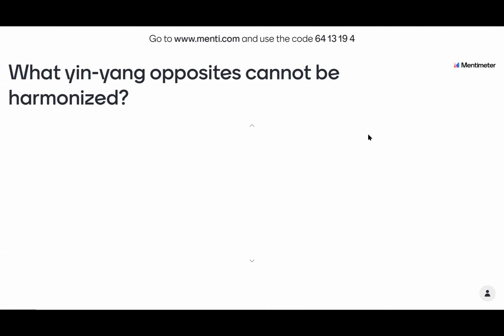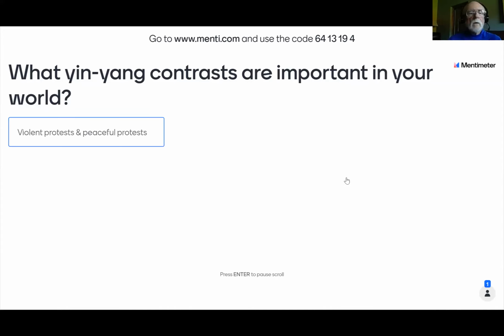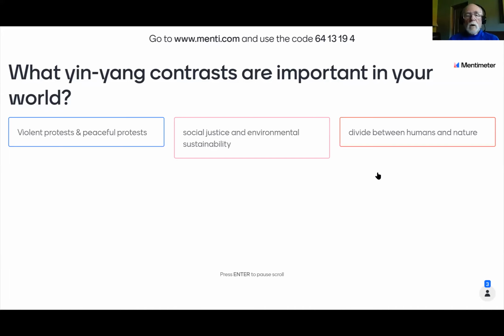I've reviewed some as we got started. Which ones are big for you? Violent protests and peaceful protests. Yeah, that's a biggie. Social justice and environmental sustainability, divide between humans and nature. Great.